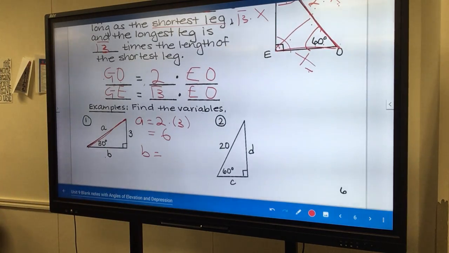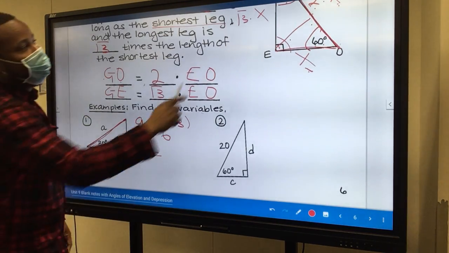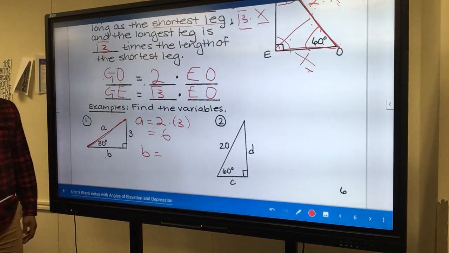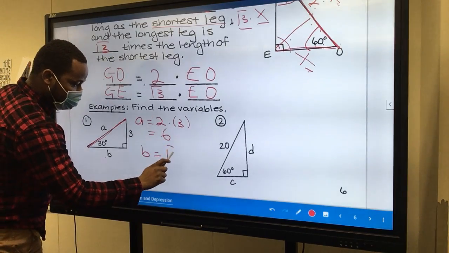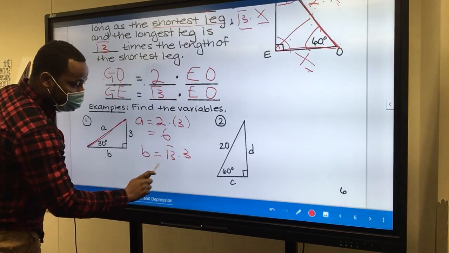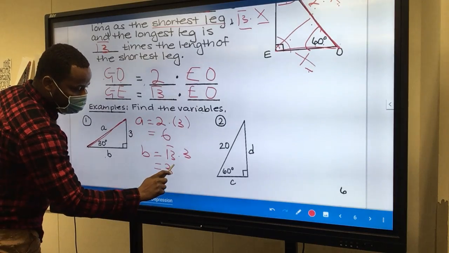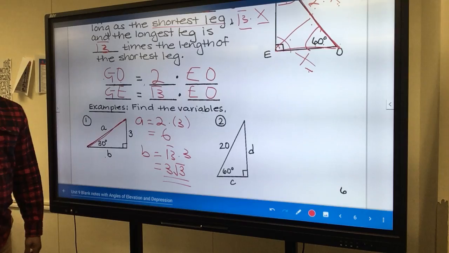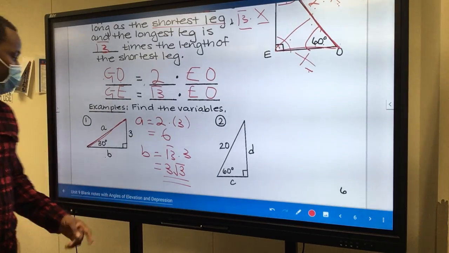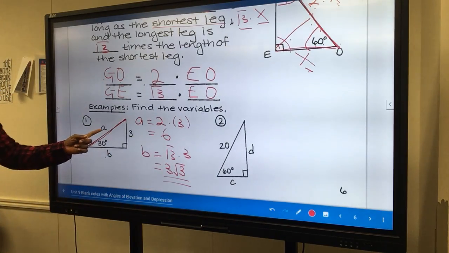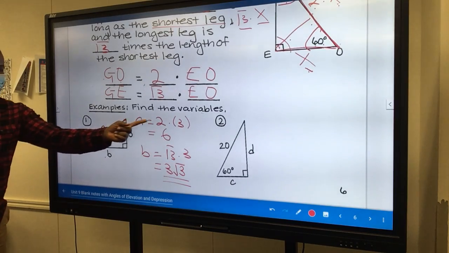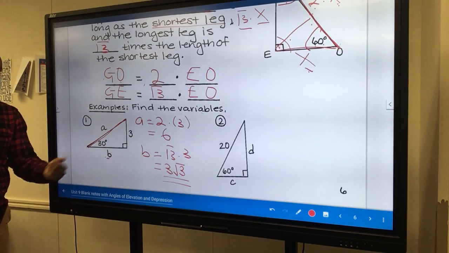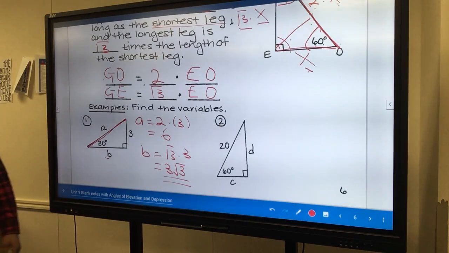According to what we said, B will be equal to root 3 times what? The shorter side, right? So, root 3 times 3. You can also write this as 3 root 3, okay? So this is the final answer for that one. So the longer side, which is the hypotenuse, is what? 2 times the shorter side. And then the other side is just root 3 times the shorter side.